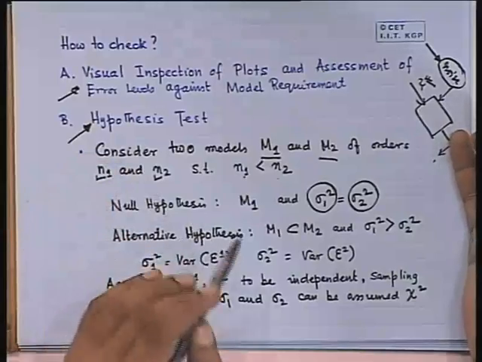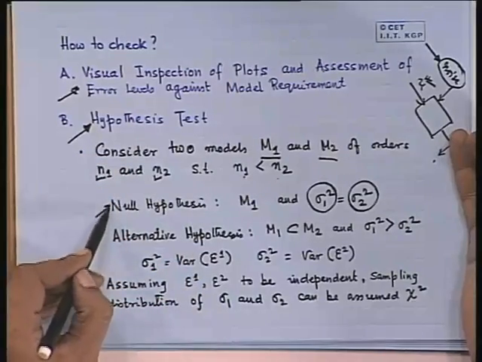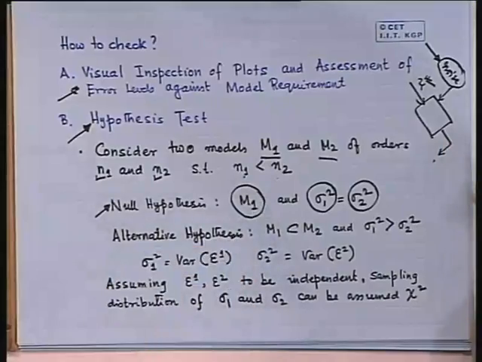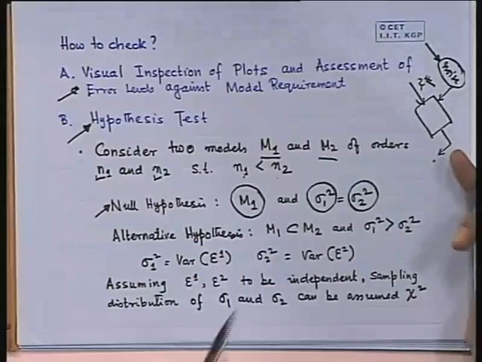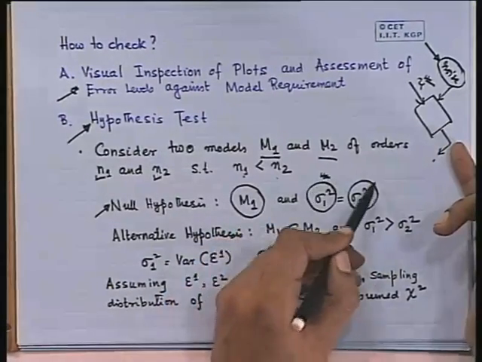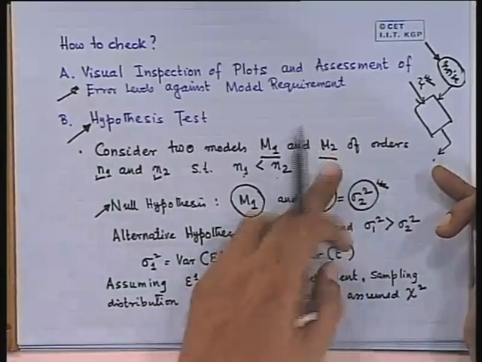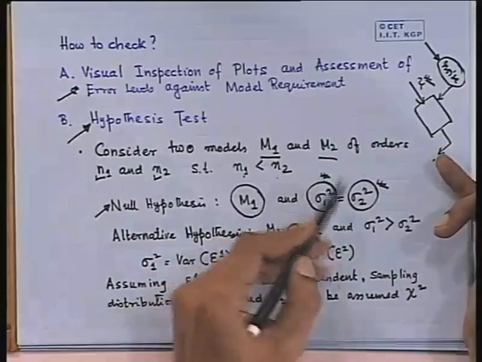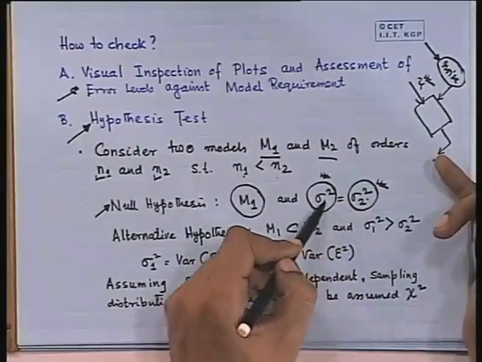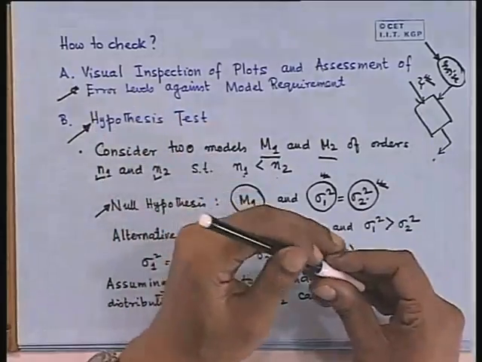So what is my null hypothesis? Null hypothesis means the basic hypothesis which I want to reject or accept: that the true model structure is M1, and that the variance of the prediction error if I use a model structure of M2, sigma 2, is the same as sigma 1, which means that M1 is a sufficient order model.